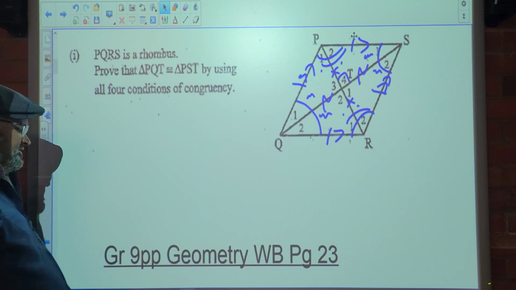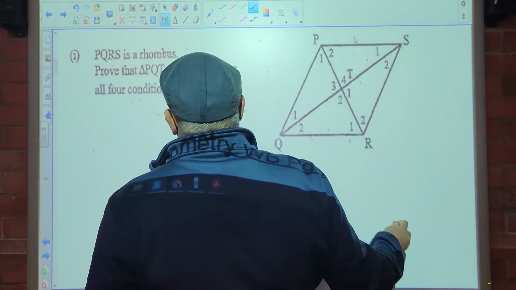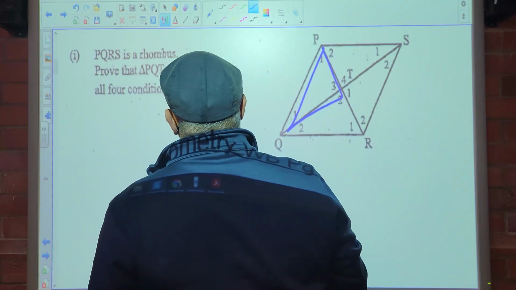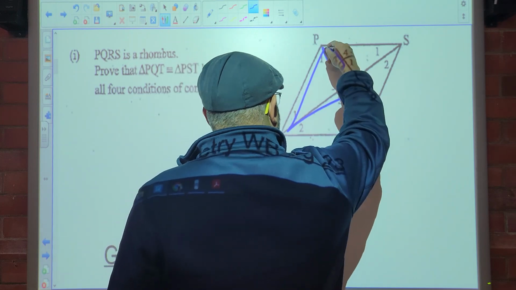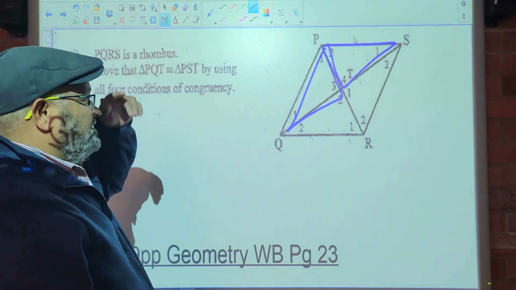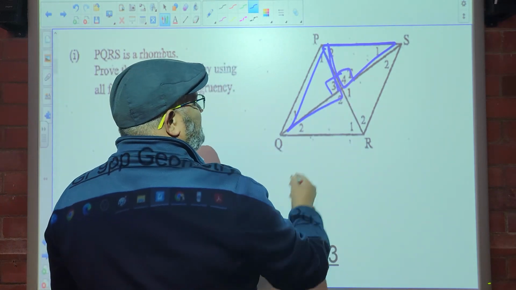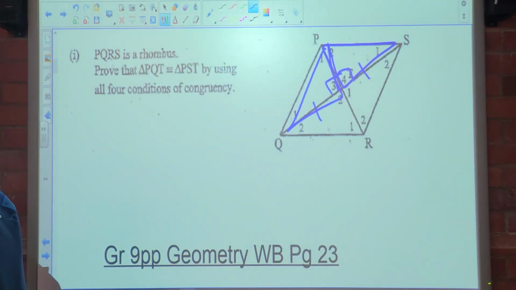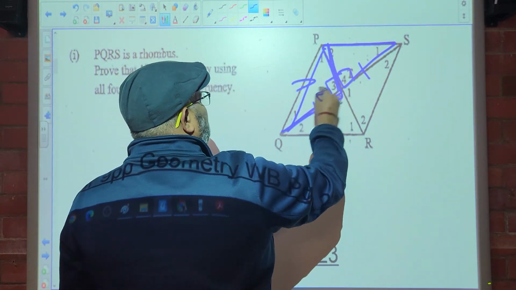The question says prove that triangle PQT is congruent to triangle PST. Okay, so what do we have here? We have a common side, not so? We have those to be 90. And we have diagonals bisecting each other, not so? Or I could have gone common, angles bisecting each other, and these things are equal.